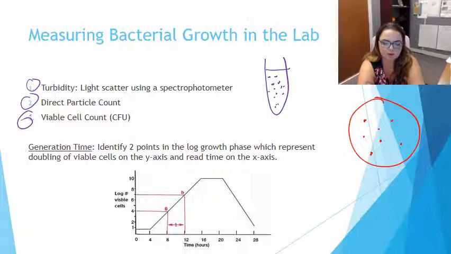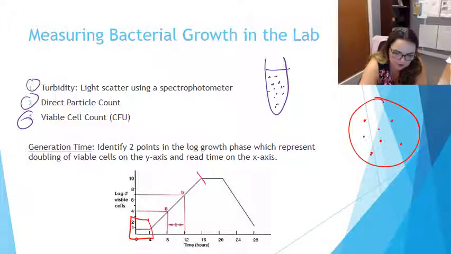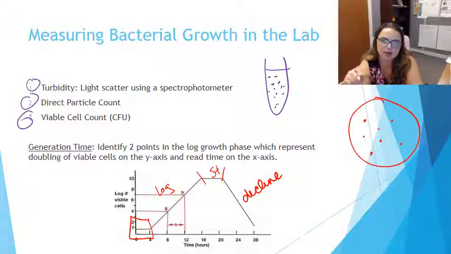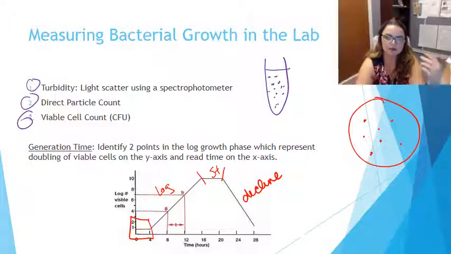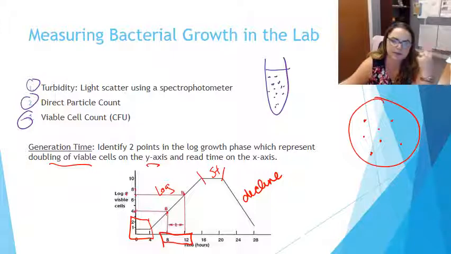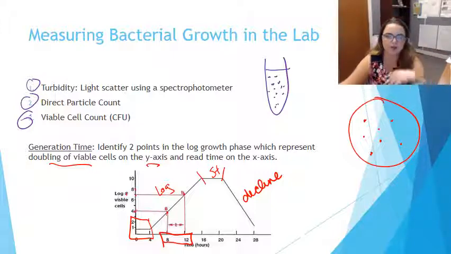Generation time. This is another thing we can do, and it's basically, once again, you're seeing that same curve that we just talked about. So here's your lag phase, here's your logarithmic phase, here's your stationary phase, and here's your decline phase. And we can figure out how quickly it takes a bacterial culture to double by basically using 2 points on the log phase. So if we start at 4 log number of visible cells and then go up to, I don't know why they did 7, it should be 8. So you look for a time of doubling, and then you count the number of hours in between the doubling. So it's fairly easy. You just identify 2 points in the log phase, which represent doubling of viable cells on the y-axis, and read the time on the x-axis. And that's going to basically tell you the generation time for doubling your culture.